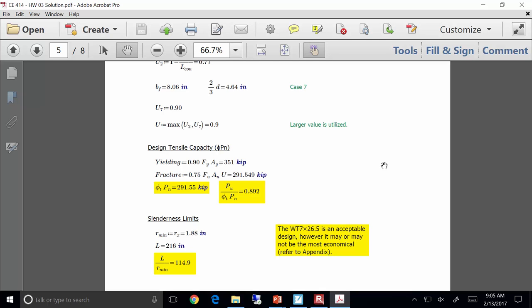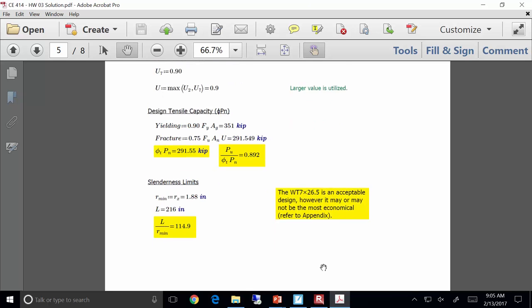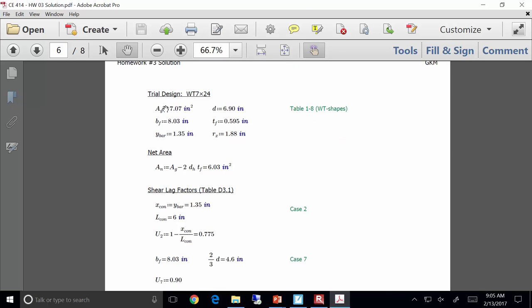It doesn't take a lot of work to go through and analyze the next member down. So let's go ahead and check the next member down. The next member down is a WT 7 by 24.